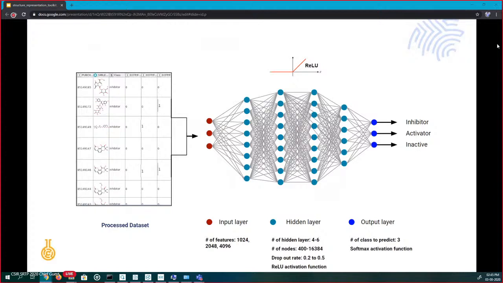The study we performed was hERG modeling using a deep neural network. This was the architecture of the deep neural network, which was developed using TensorFlow backend. You can see there were 300,000 molecules from a patch clamp based assay, and they were fed into this neural network to predict three classes: whether they are inhibitors, activators, or inactive compounds.